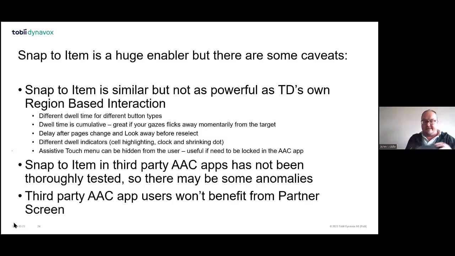And then another big thing is that you may miss out on features of the device you're using, the TD Pilot for example, such as the partner screen on the back, if you're using third-party AAC solutions. Nevertheless, all in all, Snap to Item and Auto Hide are huge. They're really, really huge news for eye tracking access across the environment and in third-party apps.